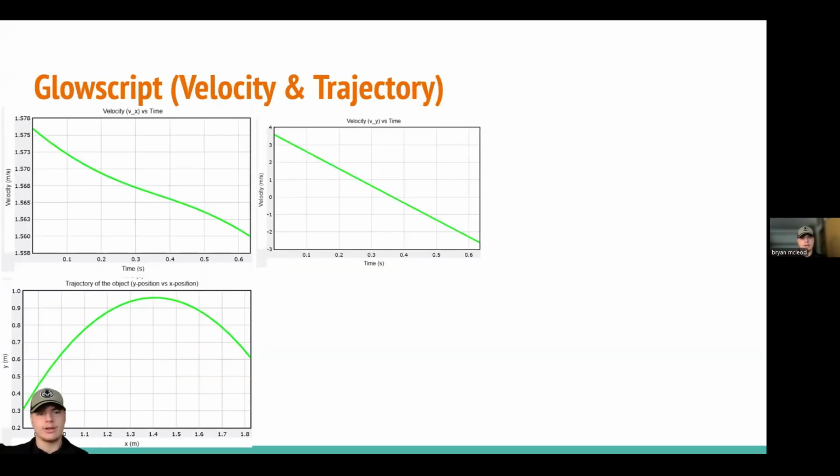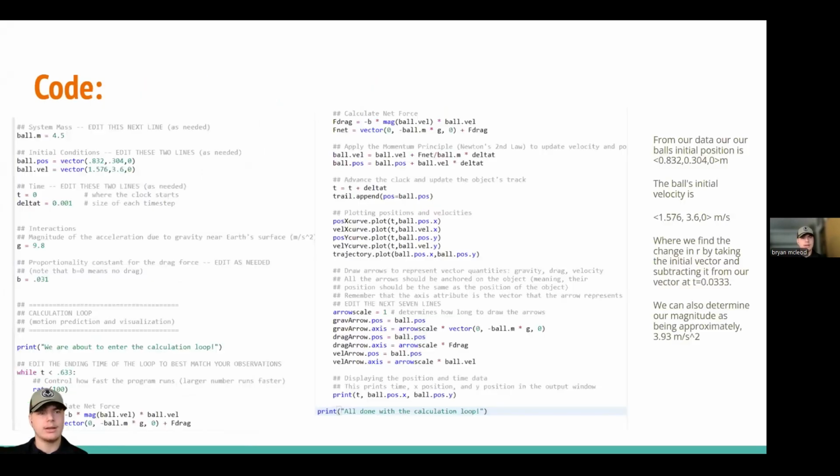GlowScript versus velocity and trajectory. We had an issue with our velocity versus time, but otherwise we have pretty much everything that we think we should get. This is the code we used. So for our ball's initial position, we began at 0.832, 0.304, 0 meters. The ball's initial velocity is given as 1.576 and 3.6 meters per second, respectively, in the x hat and the y hat direction.